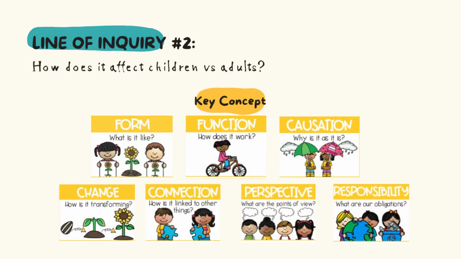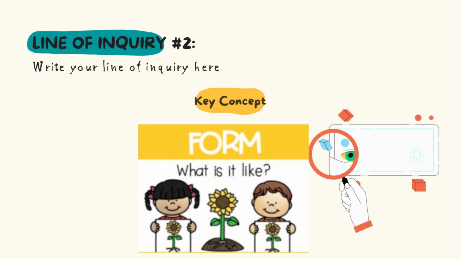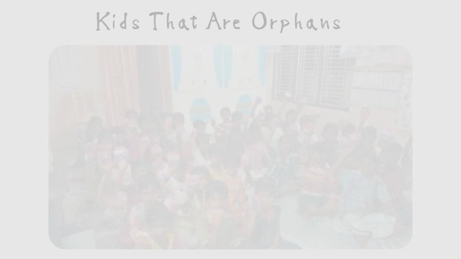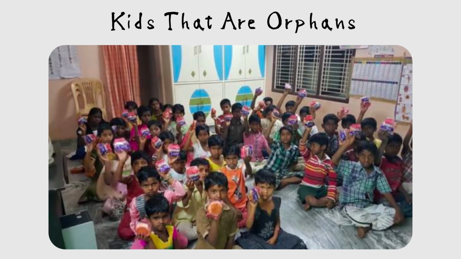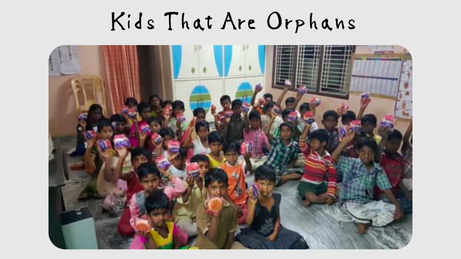Line of inquiry 2. My key concept was form. 153 million kids are orphans. Orphans do not have parents. One third of the population in extreme poverty are children. 1.6 million people live without proper shelter.